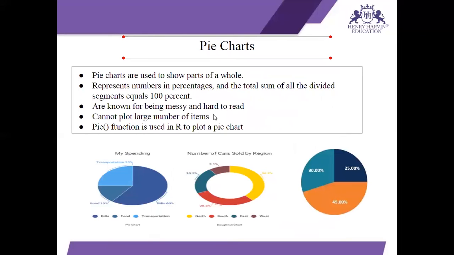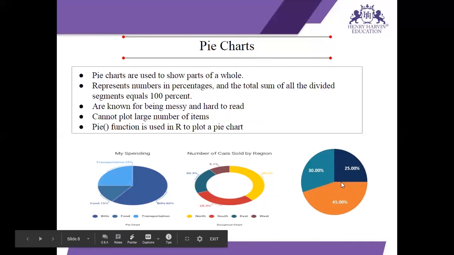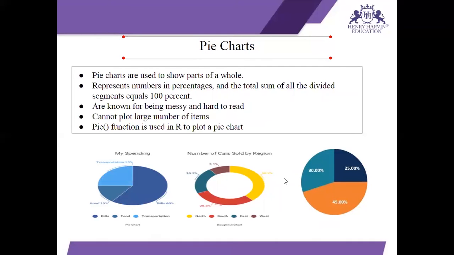Next is pie charts. So pie charts are used to show the part of a whole. It represents data in percentages, and the total sum of all divided segments equals 100%. The pie charts can only be used when there are fewer items or fewer variables, otherwise it will be a messy or hard to read graph. Pie charts help us to divide the data which equals 100%. It shows the composition of any of the data sets. The function used is pie.